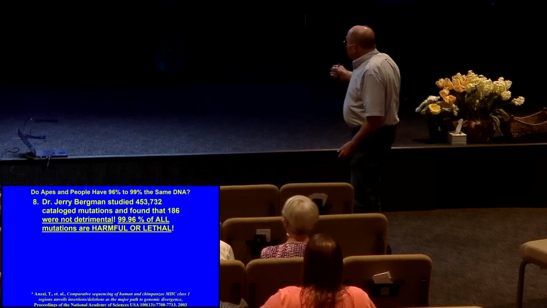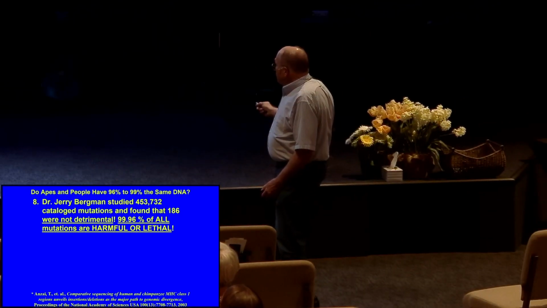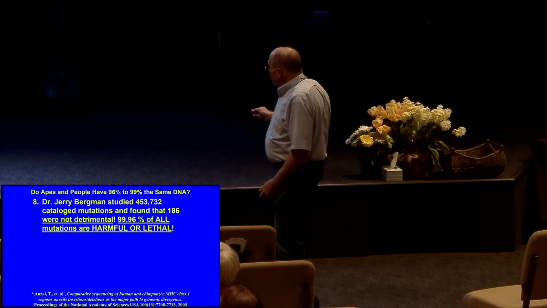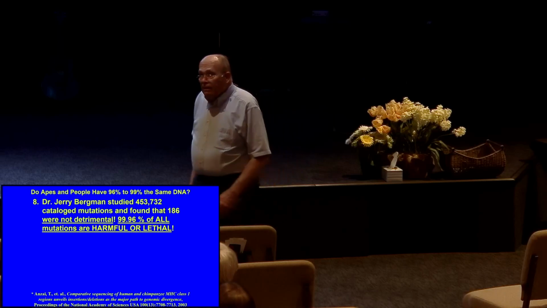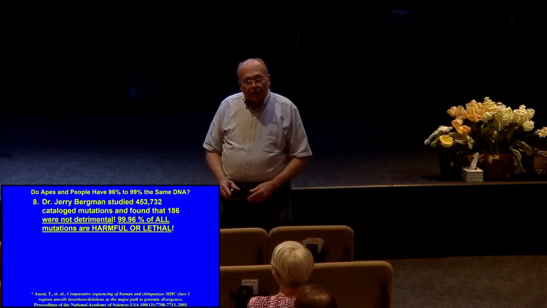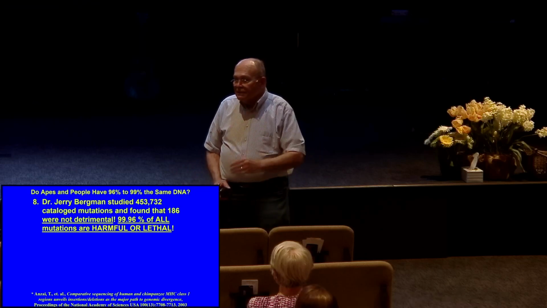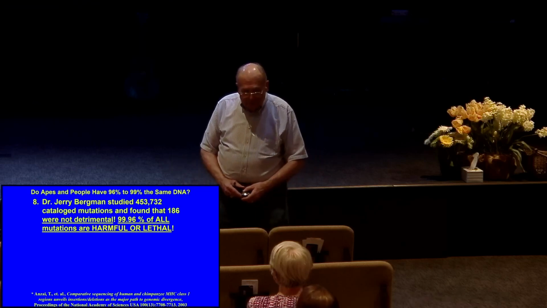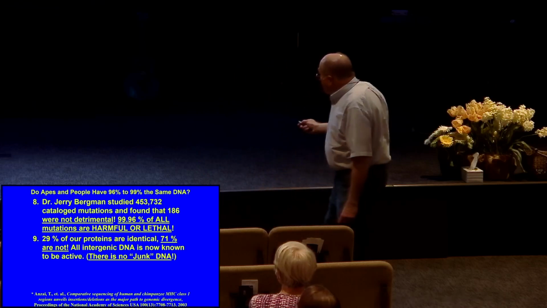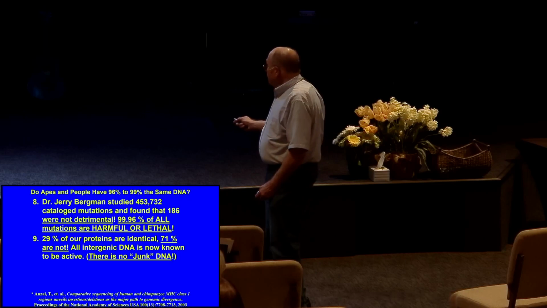But he found almost 500,000 known mutations. And he found that 99.6% of them were lethal. He only found 186 of them that were not detrimental. They were mutations, but they weren't detrimental. But 99.96% of all mutations are harmful or lethal. Now, evolutionists want you to believe that mutations are what cause progressive evolution. Simply impossible. Point 9. Humans and chimps only make 29% the same proteins. Did you hear that?